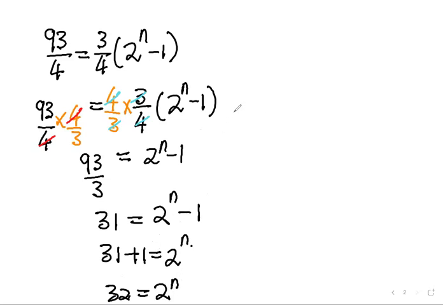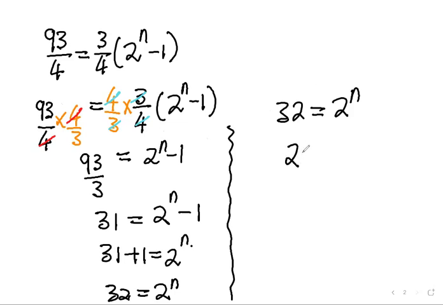Now, I want to show you what you need to do from here. So remember, we're having 32 equal to 2 to the exponent of n, right? One thing that you need to understand from here is that we must change 32 and write it with the base of 2, right? So we know that 32, when we write it with the base of 2, will be 2 to the exponent of what? 5 is equal to 2 to the exponent of n.